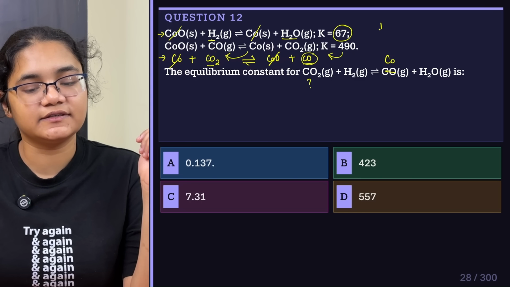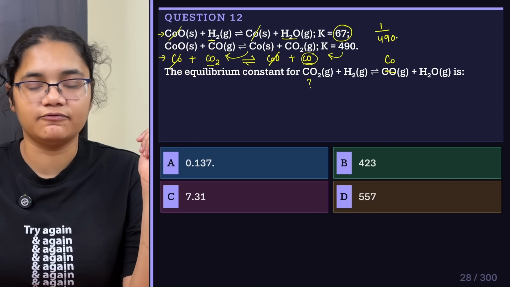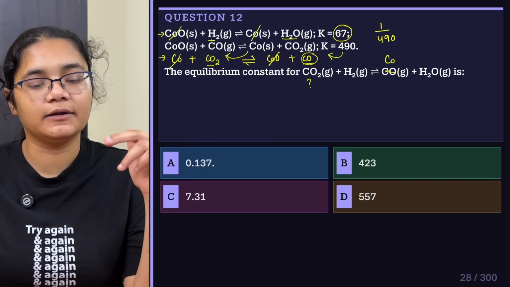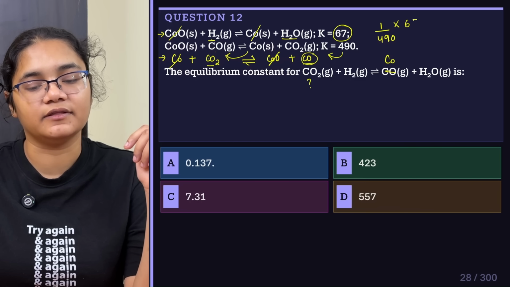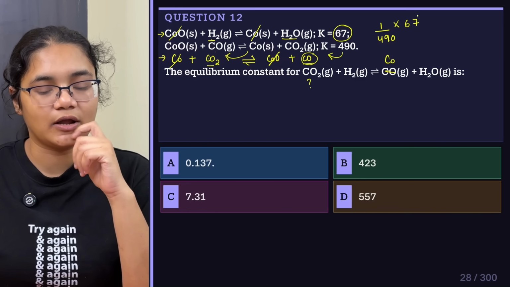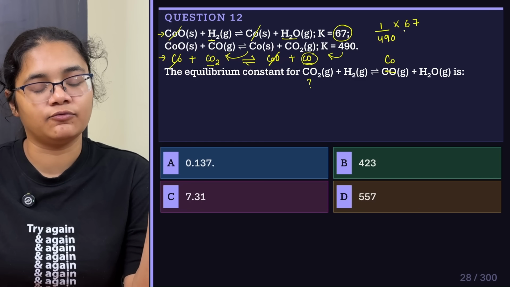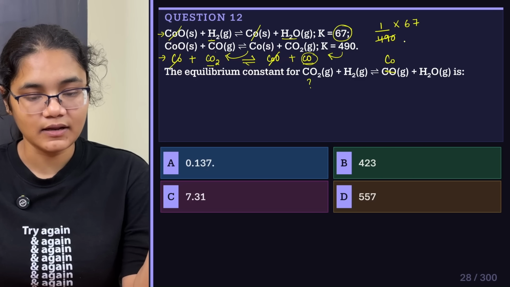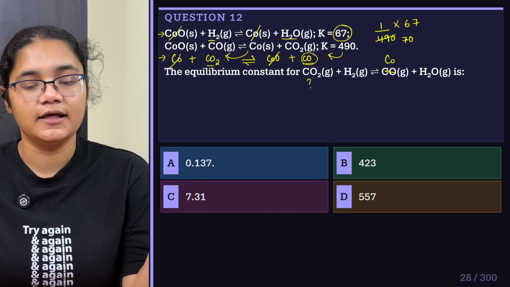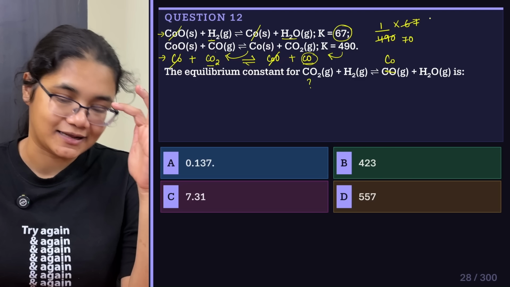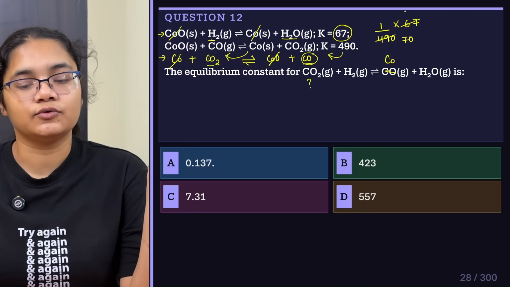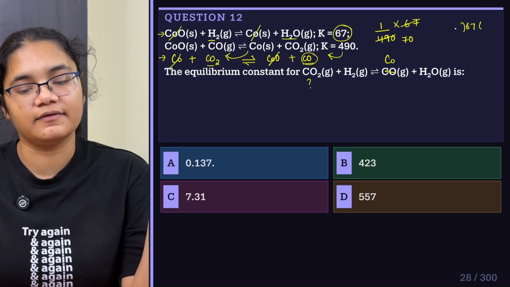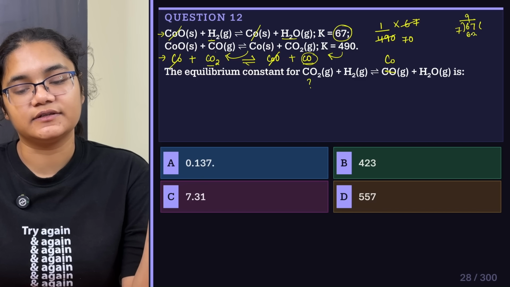So what I have done, I have reversed this reaction and added it with this one. When you reverse this reaction, the equilibrium constant becomes 1 by 490, and when you add this one, you have to multiply with the equilibrium constant. So now we have to solve 67 by 490. So if you see, 7 sevens are 49, right? So I'll have 70, and 7 nines are 63. So 67 by 7 will be somewhere around 63. I have 40, then 7 fives are 30.